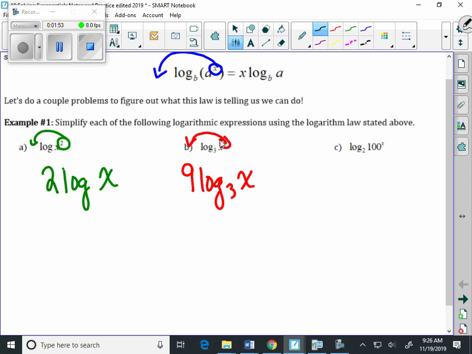And again, when we see an exponent, we're going to write that out in front of the logarithm. We're going to take this x and write it out here in front. This becomes x times log base 2 of 100. Once we know that rule, then we're going to use it to solve exponential equations.